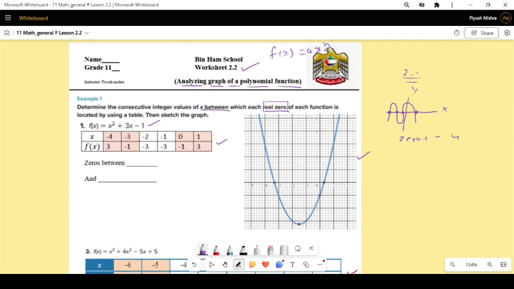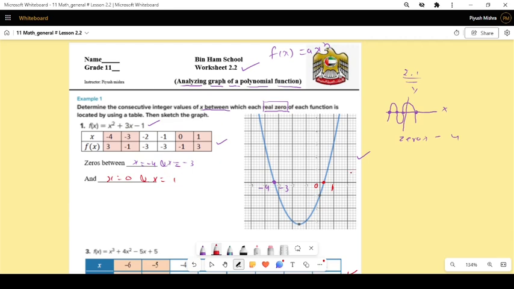You can see this graph is intersecting the x-axis at this point, and this point is coming between -4 and -3. So I can say that 1 zero is between x is equal to -4 and x is equal to -3. Again you can see this graph is intersecting again here. If this is 0 and this is 1, then between what 2 points on the x-axis? So x is equal to 0 and x is equal to 1. I hope you have understood.